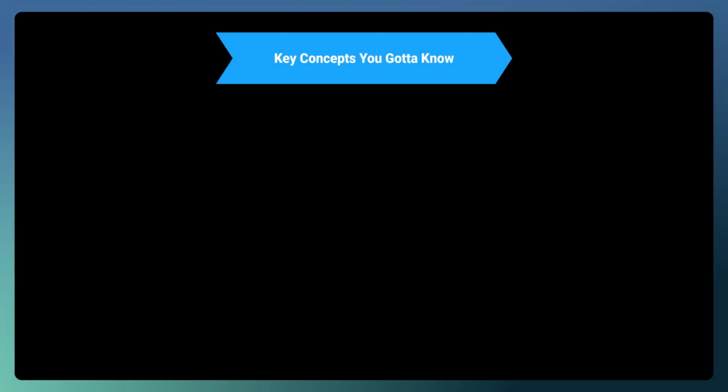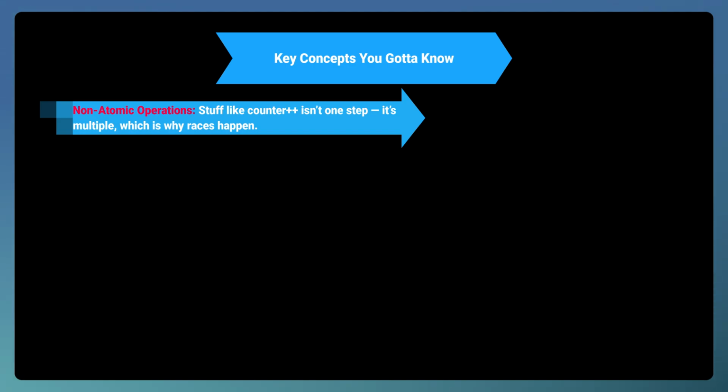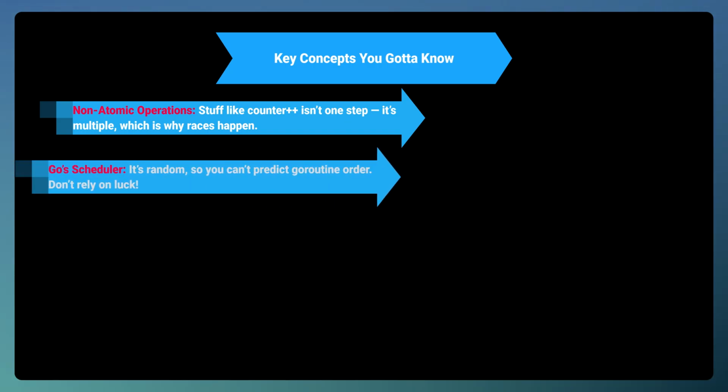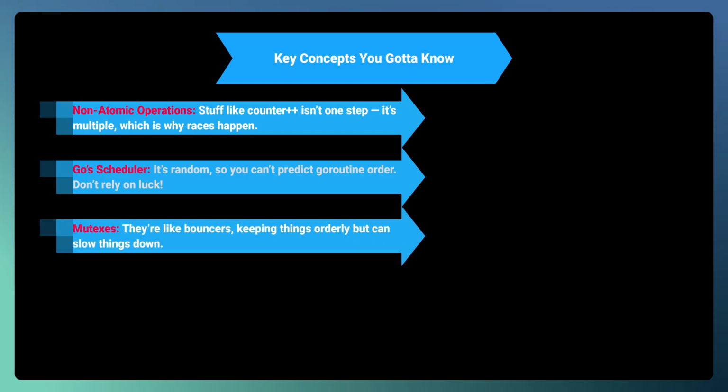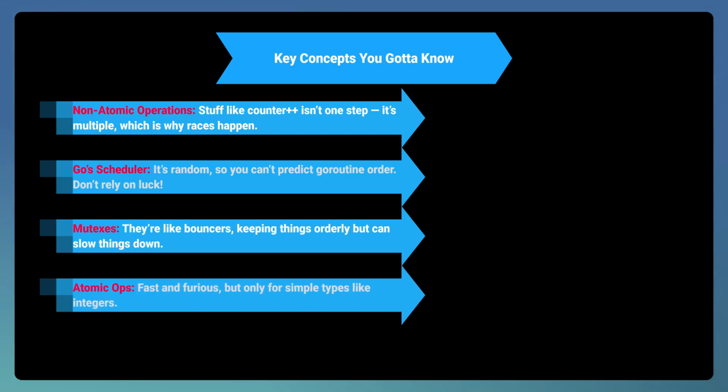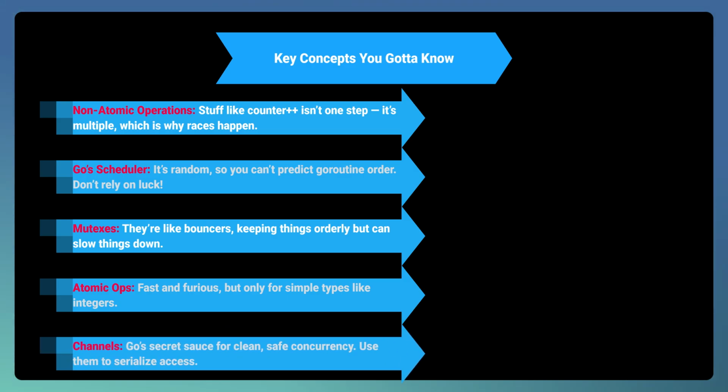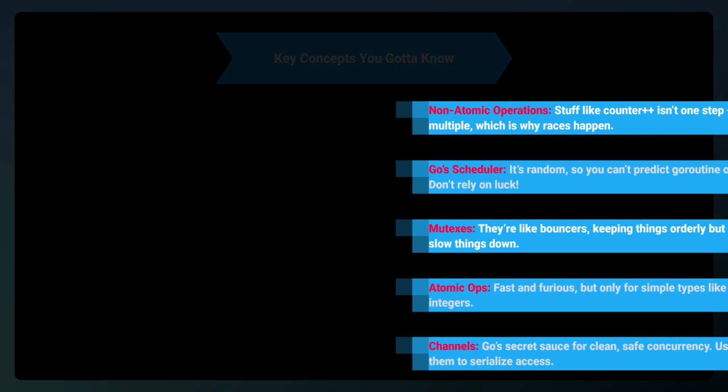Before we wrap up, let's hit some big ideas you need to understand. Non-atomic operations: stuff like counter plus plus isn't one step, it's multiple, which is why races happen. Go's scheduler is random, so you cannot predict goroutine order. Don't rely on luck. Mutexes are like bouncers, keeping things orderly but can slow things down. Atomic ops are fast and furious, but only for simple types like integers. Channels are Go's secret sauce for clean, safe concurrency. Use them to serialize access. Master this and you'll be a concurrency ninja.